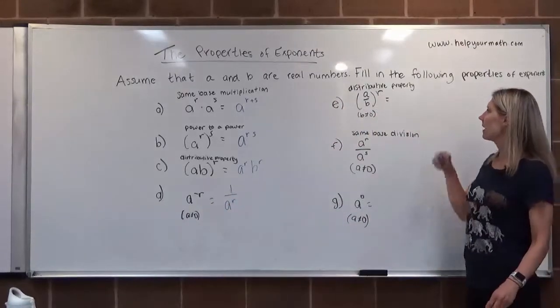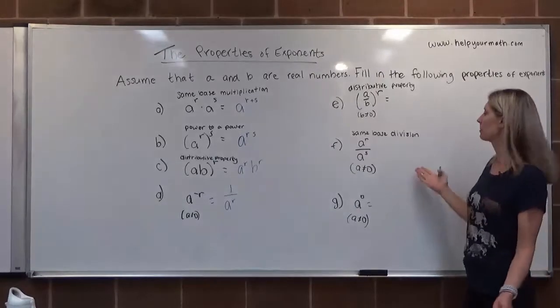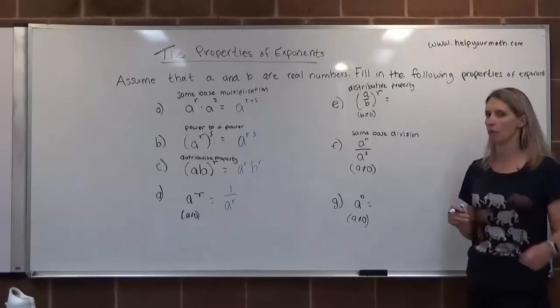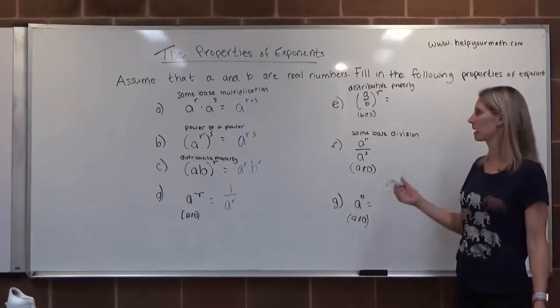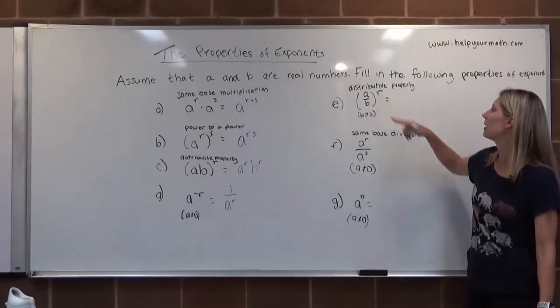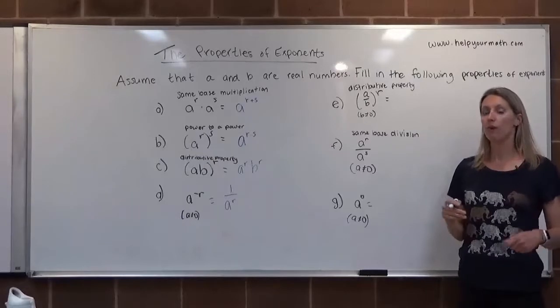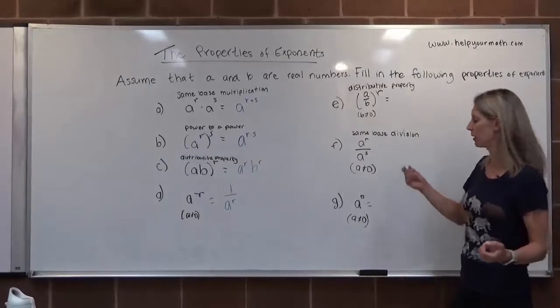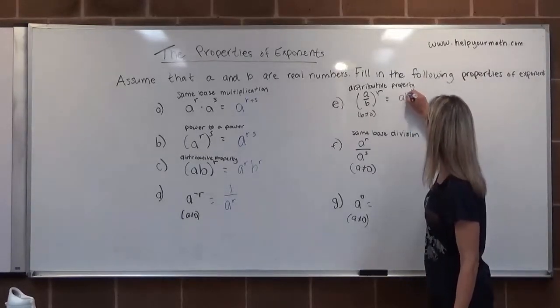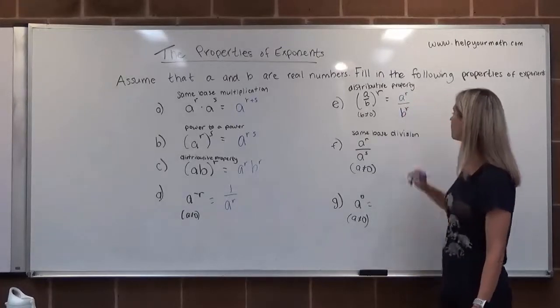For letter E, we again have the distributive property. So this time it's with a fraction, but it's still technically the distributive property of exponents over multiplication. And it just says that if you have an exponent on a fraction, you would distribute it to the numerator and to the denominator. So this would be A to the R over B to the R.